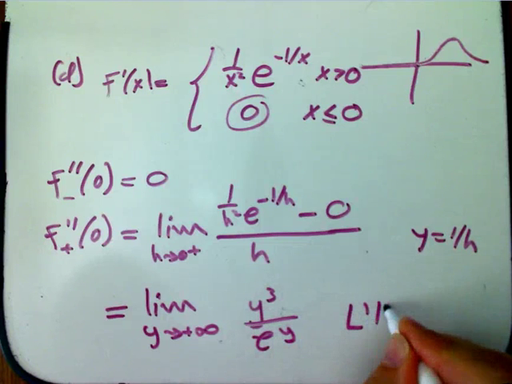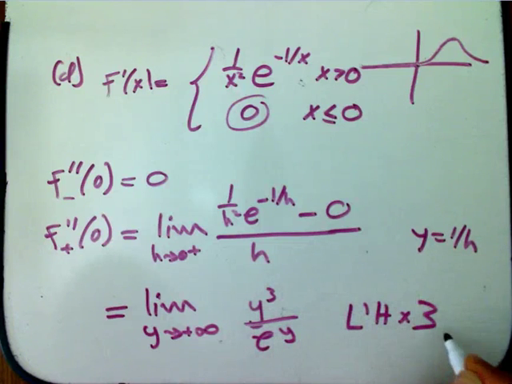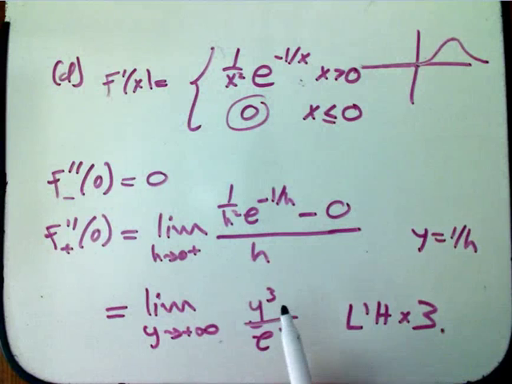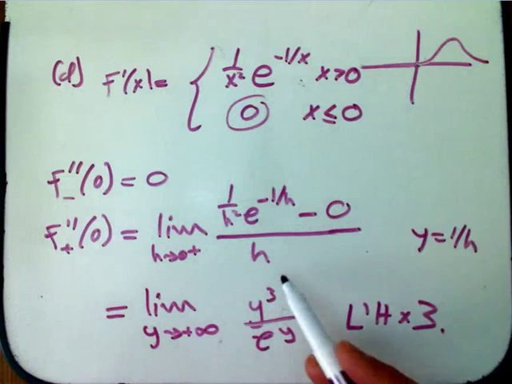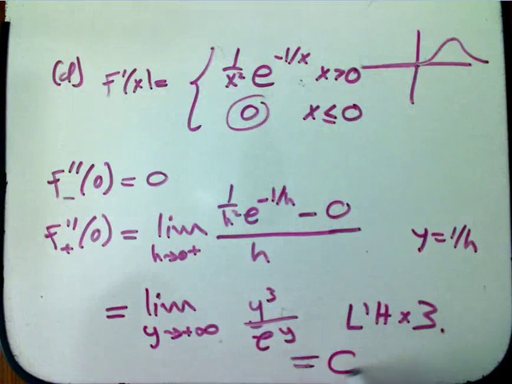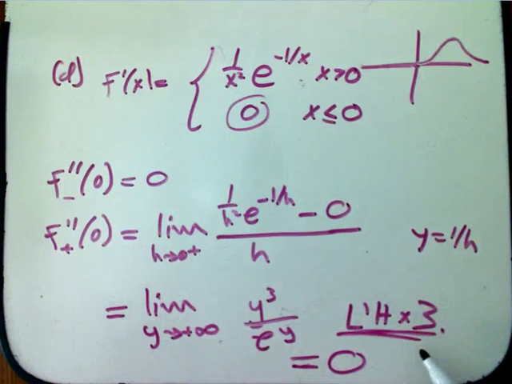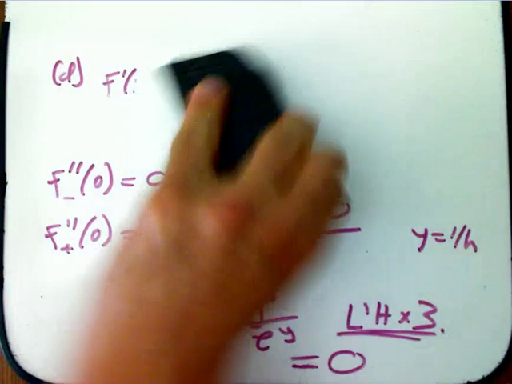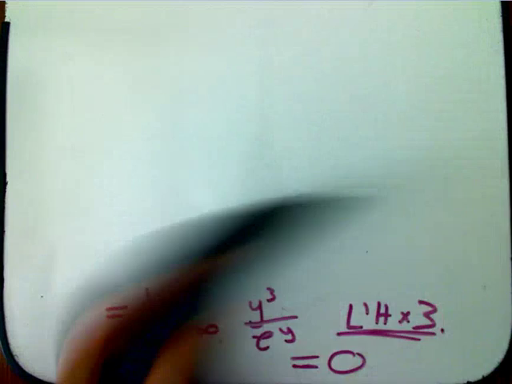Now do L'Hopital 3 times. This will never change. This goes from y cubed to 3y squared to 6y to 6, and we get that that's going to 0. Okay, so what we see is repeated uses of L'Hopital are going to be crucial, and we're just going to go ahead and summarize that. This is how we really need it.